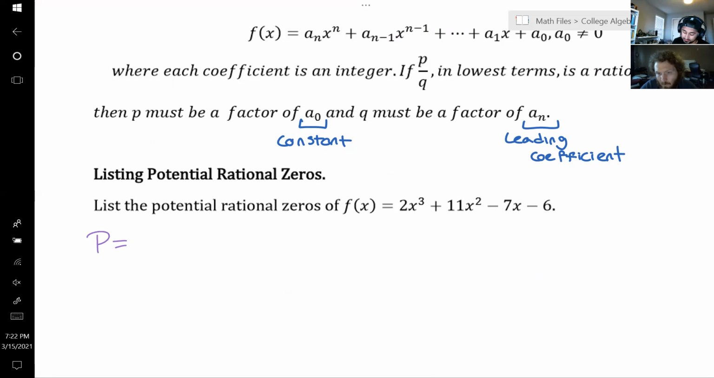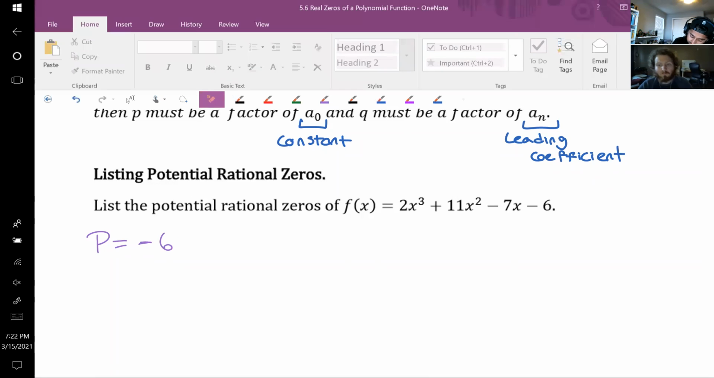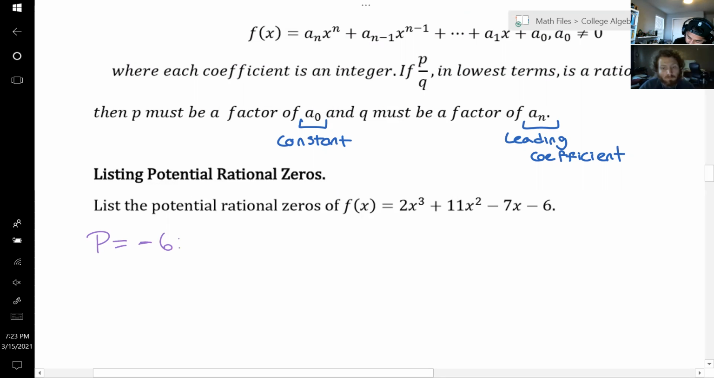Six. 6 or negative 6, doesn't matter, right? Let's say negative 6. Now, give me all the factors of 6. 1, 2, 3, 6. There you go. Positive and negative 1, positive and negative 2, positive and negative 3, and positive or negative 6. Okay.